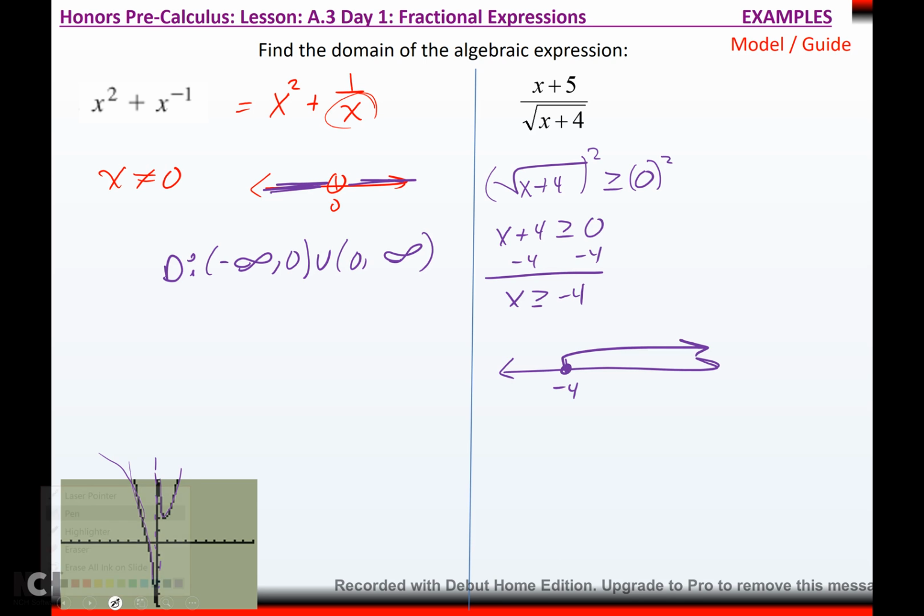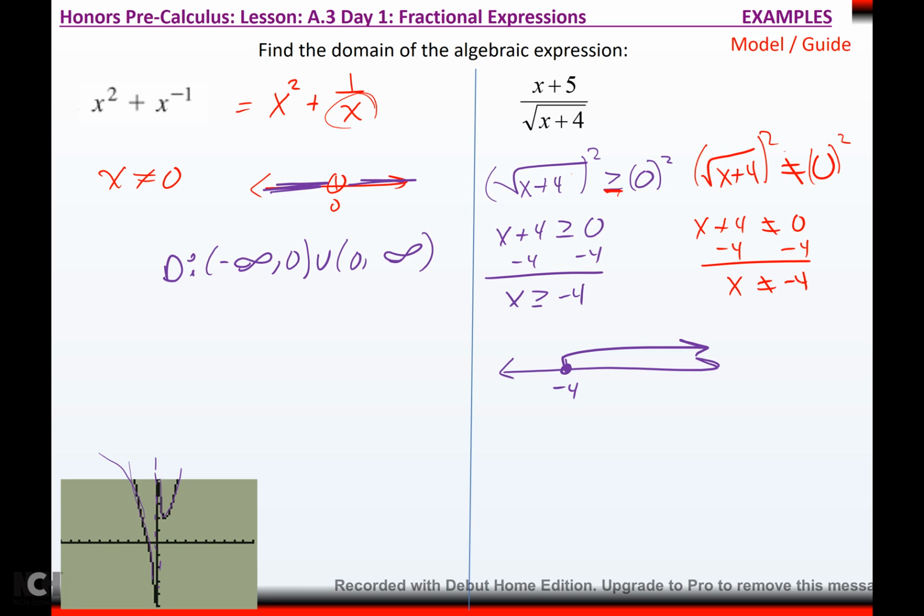Now, if I do my other one, and I say, Mr. Denominator, you can't equal 0. You see, the only difference in these two statements is the or equal to. So I'm going to get the exact same thing when I solve it. Square both sides. X plus 4 can never equal 0. Minus 4, so x can never equal negative 4. Which all that means is it changes that closed circle to an open circle. Which means my domain starts at negative 4, but it doesn't include it. And it goes all the way to infinity.